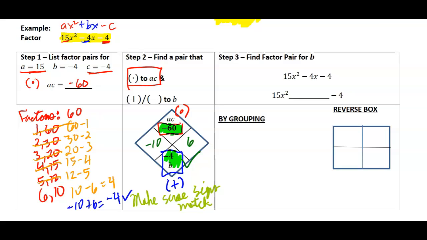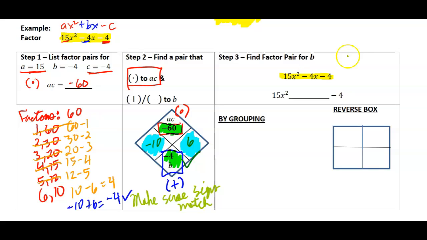These numbers here are what we're going to use. All this was for is to find the numbers that will make it factor. So we start again with our set. Here's my original set, 15x squared minus 4x minus 4.